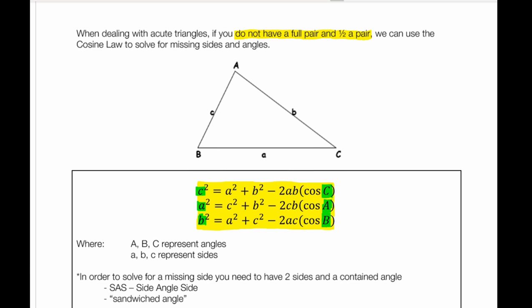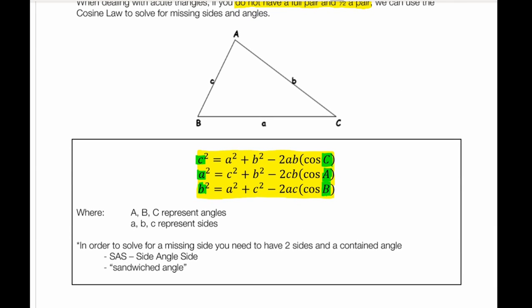But since you have your notes, if you want, you can just refer back to these three formulas. Again, remember the capital letters represent the angles and the lowercase letters represent the sides. In order to solve for a missing side using cosine law, we need to have two sides and a contained angle, or the corresponding angle.